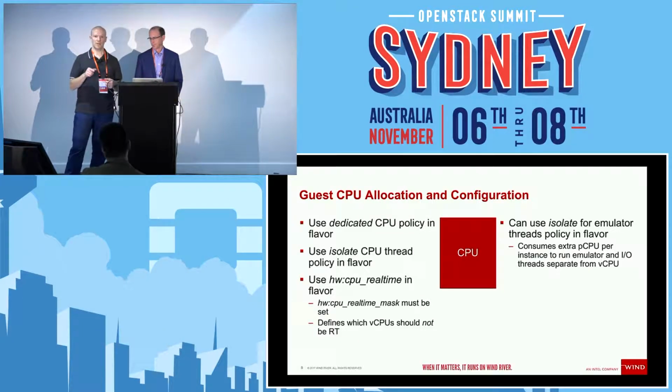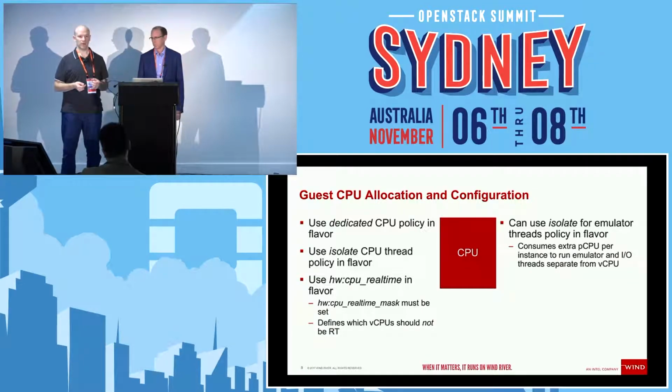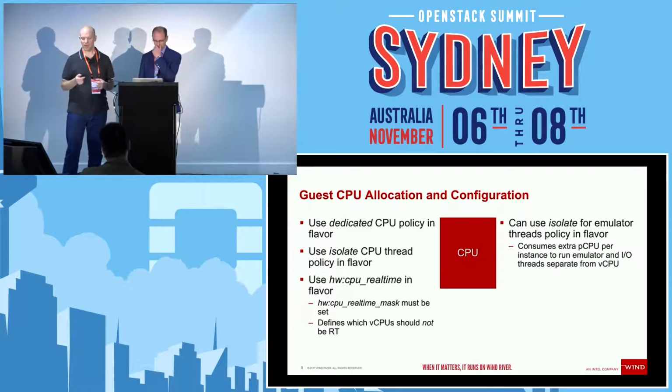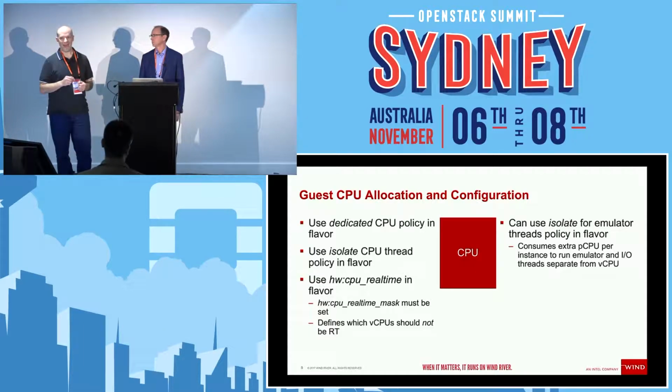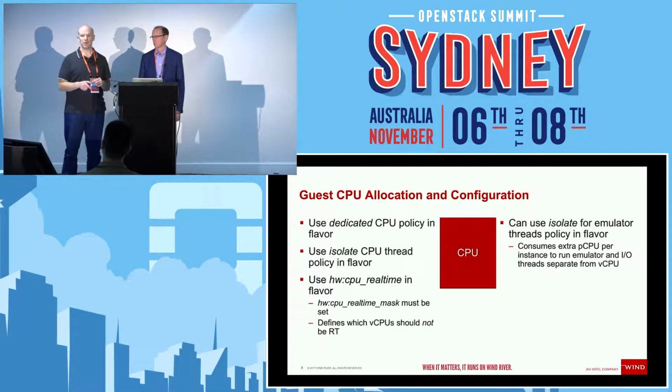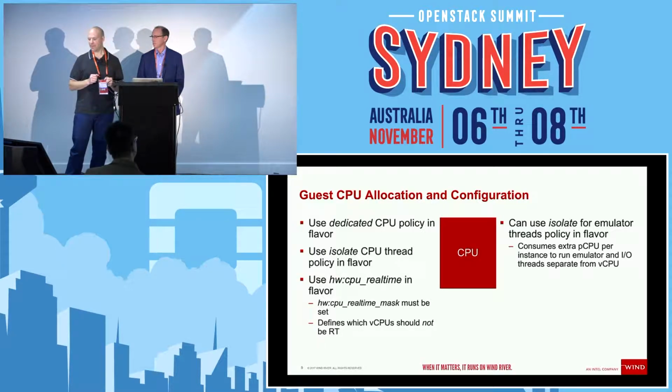In some circumstances, you may want to enable the CPU real-time option. This will ensure that your vCPU threads on the host run at an elevated priority and scheduler policy. If you do this, you will also need to set the CPU real-time mask, which defines which vCPUs should not be real-time. The way it's set up right now is a little bit confusing, so I'm in the process of submitting a change upstream, which will make this a little bit more clear. So keep an eye out for that.